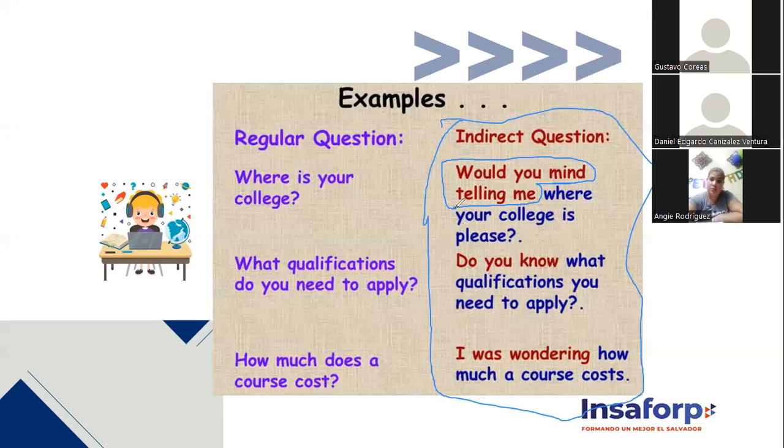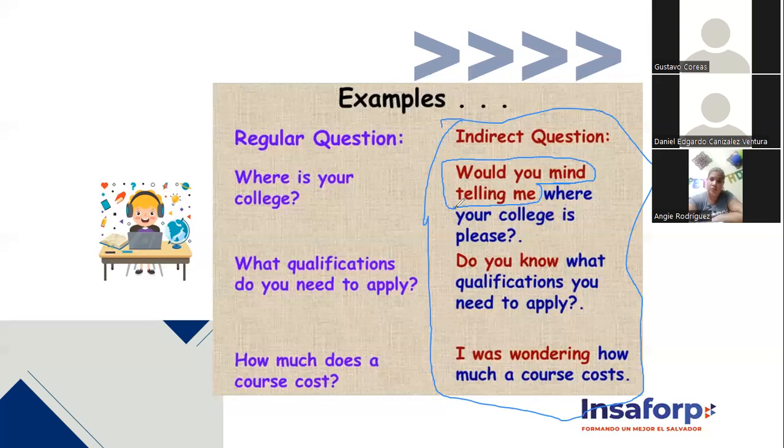We say, would you mind telling me where your college is? We leave the verb to be at the end, because we have to make it like a statement. So if it is a statement, subject, and then we have the verb, we don't make the inversion, okay? So this is the first example with the verb to be.